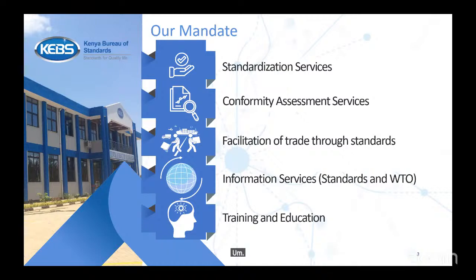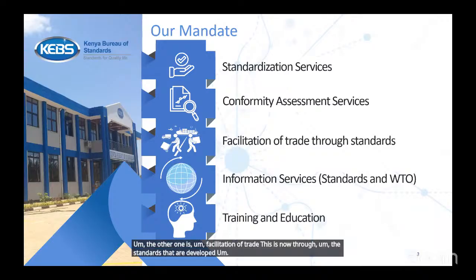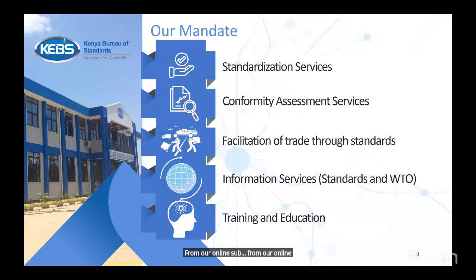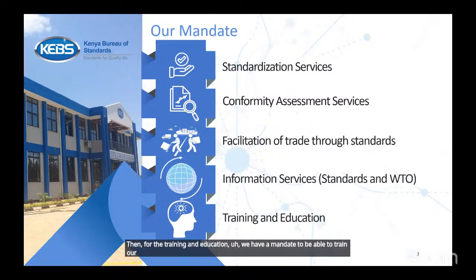The other one is facilitation of trade. This is now through the standards that are developed. Then information services, we have standards that you can purchase from our online website and web store. Then for training and education, we have a mandate to train our stakeholders, to train the manufacturers, to train the consumers. An example is the training that you're doing today, to ensure that you have knowledge on the standards in line with the product that we are tackling today.